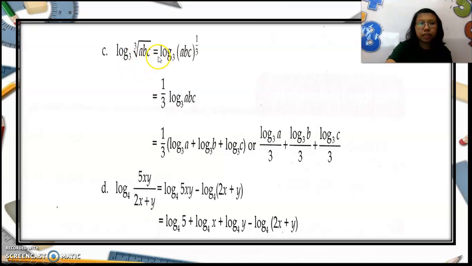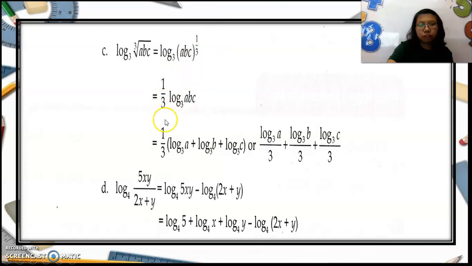So we can write it as logarithm of a, b, and c raised to 1/3, because cube root, we can write as a fractional exponent, which is 1/3. For example, we have fourth root, we can write it as 1/4 as the exponent. For the square root, we can use it as raised to 1/2. Okay, so we can use this one, logarithm of a, b, and c raised to 1/3 to the base of 3.